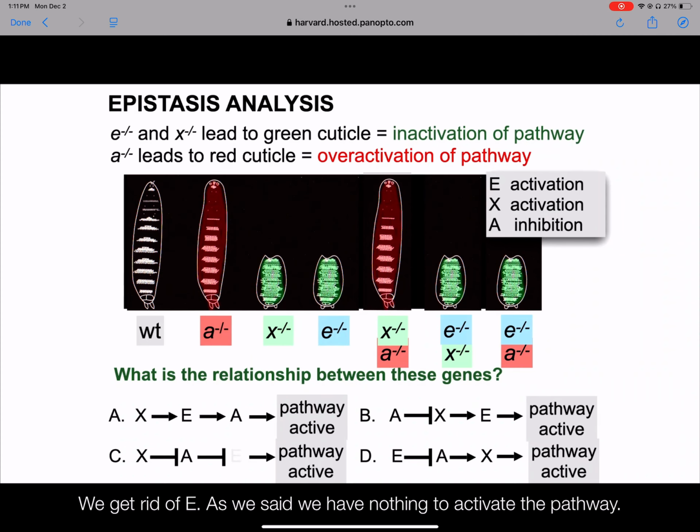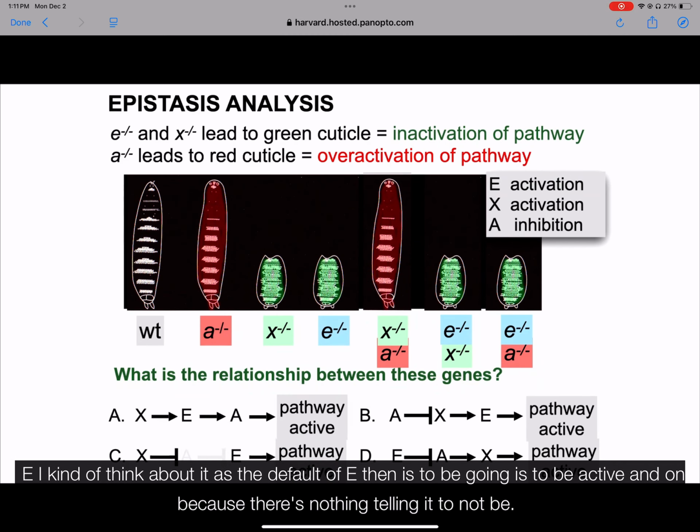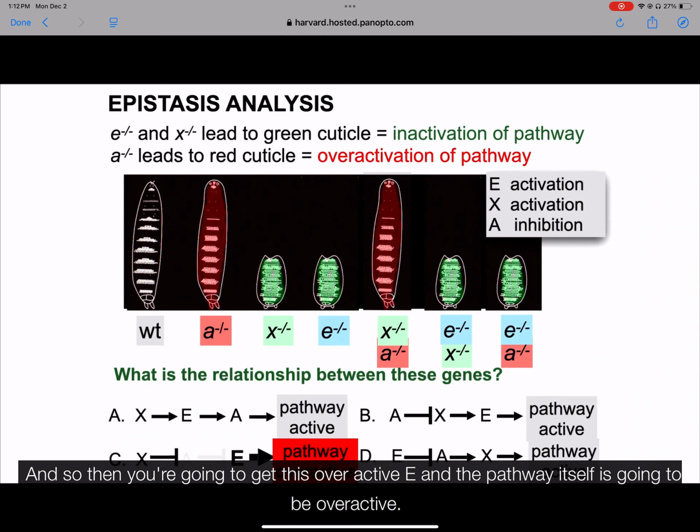So if we look at C and start with the single mutants, we get rid of E. As was said, we have nothing to activate the pathway, so it makes sense that we're inactive. If we get rid of A, now we have nothing to turn off E. I think about the default of E as being active and on, because there's nothing telling it not to be. And so you're going to get an overactive E, and the pathway itself is going to be overactive.